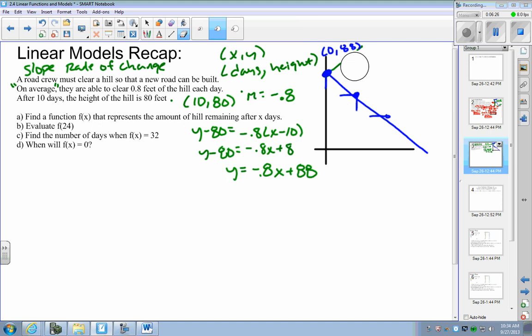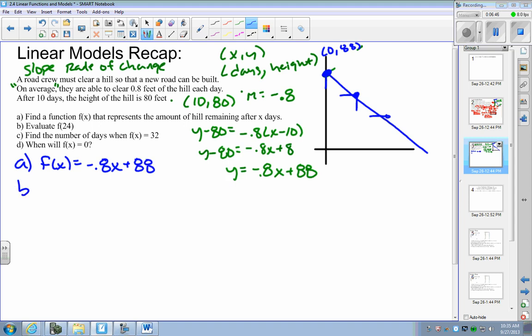So first piece, find a function f of x that represents the amount of hill remaining after x days. So all we're doing is just replacing the y with an f of x. Negative 0.8x plus 88.